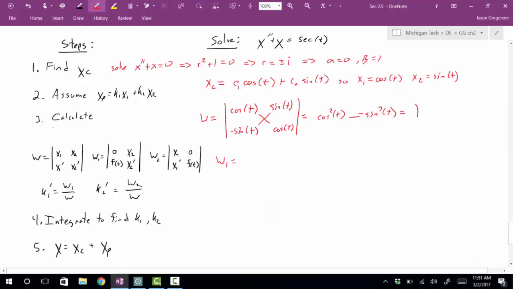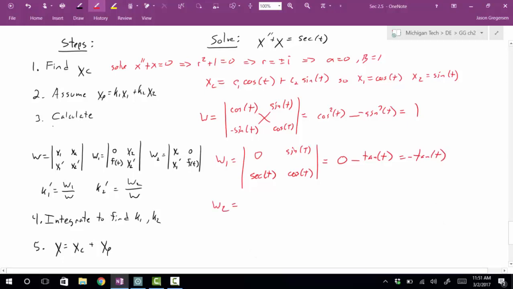What is W1? Well, I'm just replacing the first column with 0 and secant of t, the right-hand side of my differential equation. The second column is just the same as W. I have 0 minus sine of t times secant of t. Somebody simplify that for me. What's sine of t times secant t? Tangent of t. Right? Secant is 1 over cosine, times sine, sine over cosine. So I have negative tangent of t.